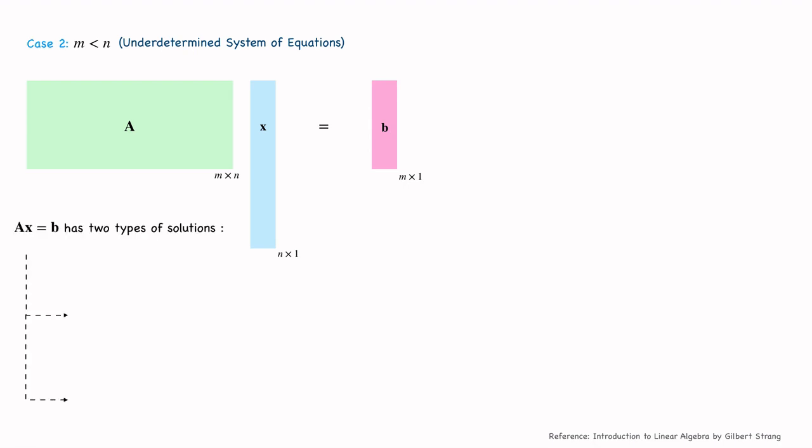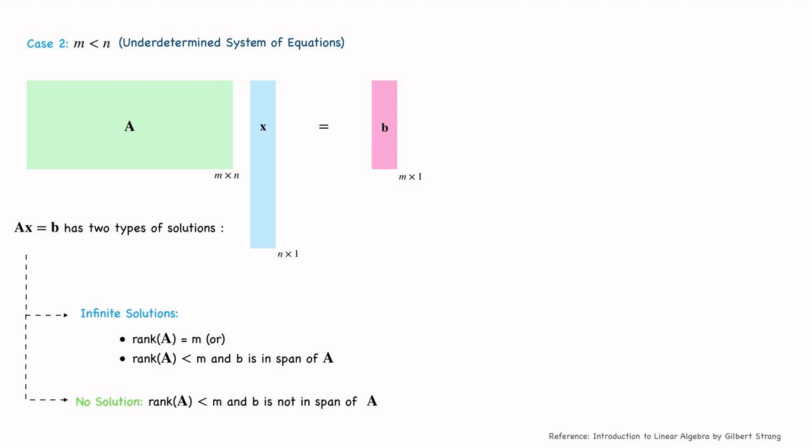Let us take the second case, which is m less than n, which is called an underdetermined system of equations, where A is a fat matrix and X is n cross 1, which is a very tall vector, and B is of m cross 1. So there are two types of solutions for an underdetermined system of equations. You will either have infinite solutions, which arises when rank of A is m, or when rank of A is less than m but B is in the span of A. In either of these two scenarios, you will have infinite solutions, but you will have no solution when rank of A is less than m and B is not in the span of A.